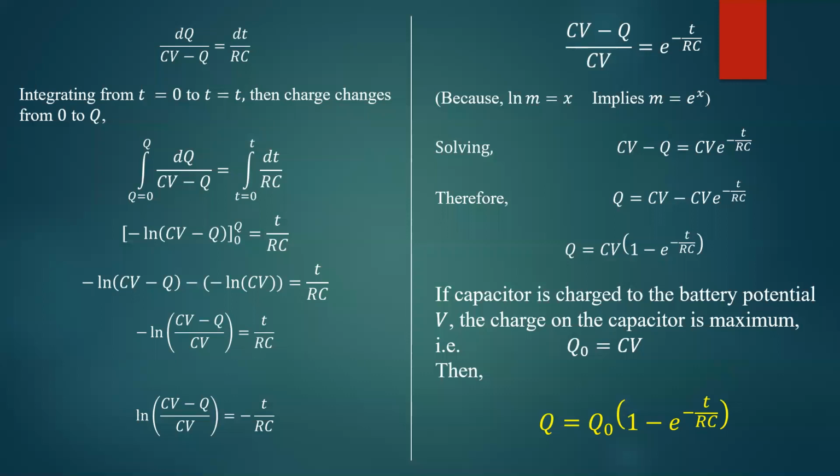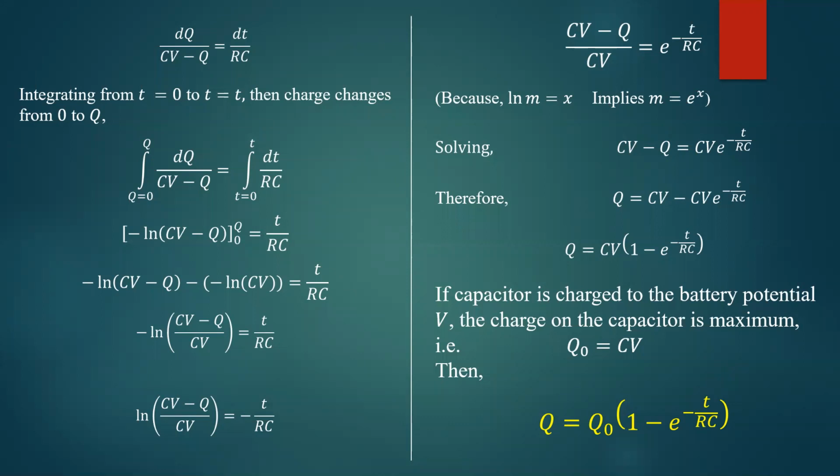You remember this. As T increases, charge Q increases. When T becomes very large, this Q becomes equal to Q0. That becomes maximum. When time T equal to 0, definitely this e to the power minus T by RC is e to the power 0, which is 1. 1 minus 1 is 0. So Q becomes equal to 0. And before closing the switch, we have taken that at T equal to 0, Q is 0. As T increases after closing the switch, the value of charge Q slowly increases.